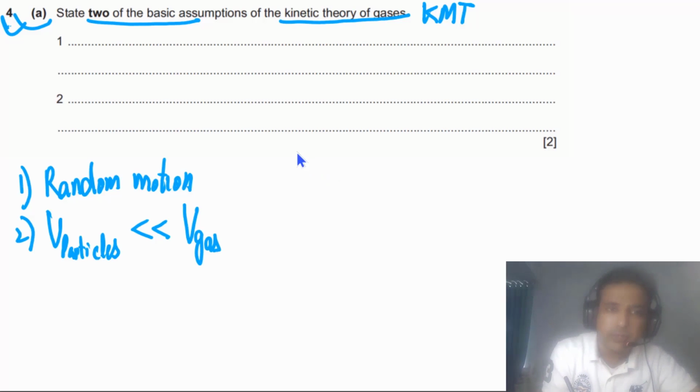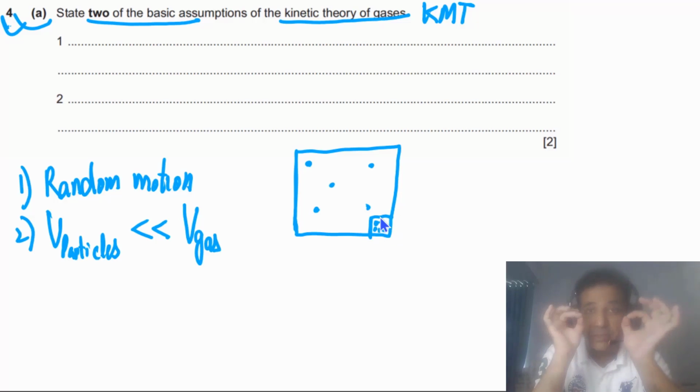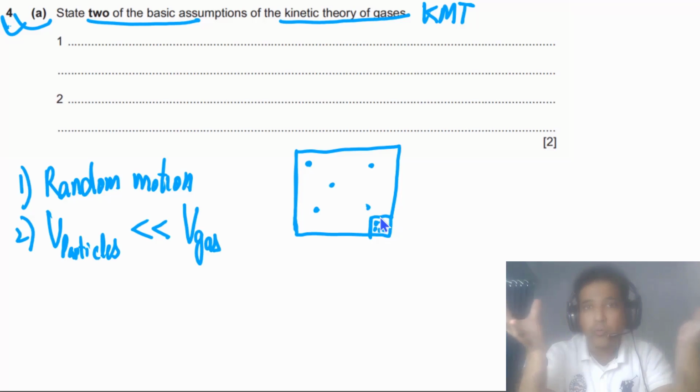What exactly does it mean? Imagine we have a container filled with gas. There will be gas particles moving randomly. Let's say we have these gas particles. This is the volume of the gas. Now if we take all these particles and place them in one corner, we will have these 5 particles here. So the volume of the particles itself is negligible as compared with the volume of the gas.